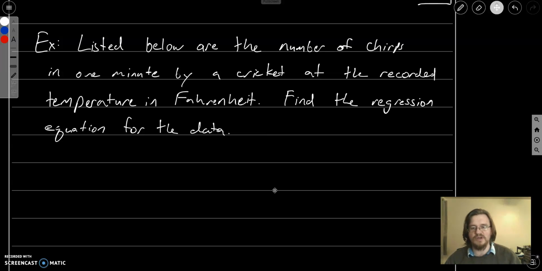So I say listed below, and by listed below I mean in StatCrunch I have some values, and it's the number of chirps in 1 minute by a cricket recorded at a particular temperature in Fahrenheit. So it's known that crickets will chirp faster when it's hotter out. So you can somewhat accurately predict the temperature outside if you can count how many cricket chirps there are in a minute. So what we want to do is find the regression line so that we can predict these things.